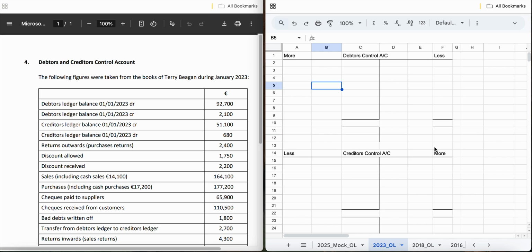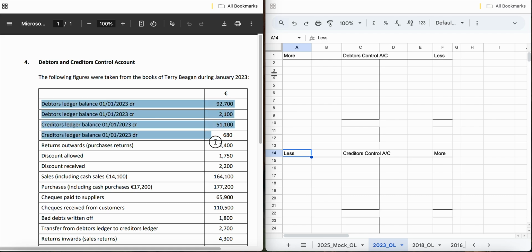This is the 2023 ordinary level control account question. So the first thing you do is lay out two T's on your page: debtors and creditors. A debtor is someone who owes you money, so if they owe you more, it goes on the debit side, less it goes on the credit side. A creditor is someone you owe money to. If you owe them more, it goes on the credit, less it goes on the debit.